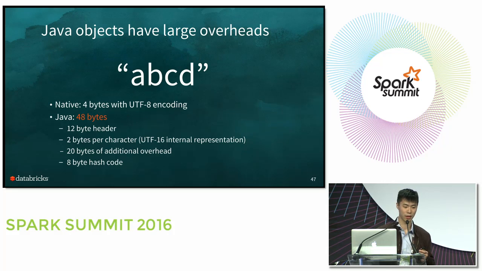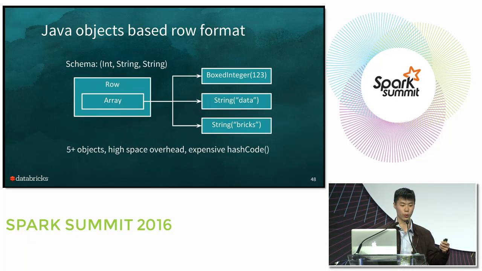So perhaps the main motivation for Tungsten is that Java objects are very expensive. A simple string like ABCD actually takes 48 bytes for some reason, even though you can really encode it with just 4 bytes. It gets worse if you try to represent a row with Java objects. So here we have a simple schema, an integer and 2 strings. We're going to go ahead and box all the primitives and introduce a bunch of objects and make the hash code really expensive.